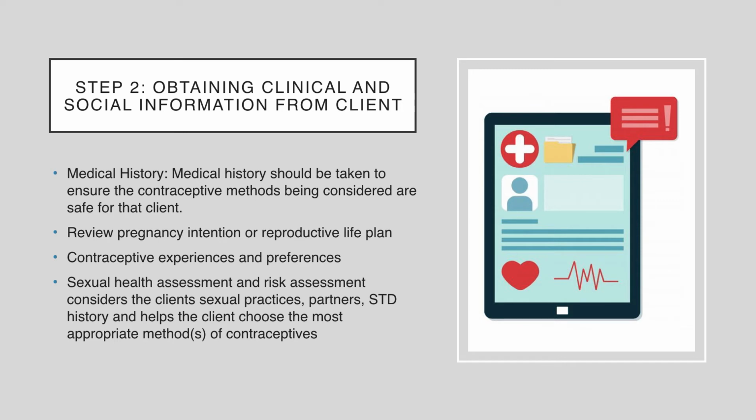The second step is obtaining clinical and social information from the client. This includes a medical history. This should be taken to ensure the contraceptive methods being considered are safe for that individual client. Review their pregnancy intention or reproductive life plan. Discuss their previous contraceptive experiences and preferences. Their sexual health assessment and risk assessment considers the client's previous practices, partners, and STD history, and helps the client choose the most appropriate method or methods of contraceptives.